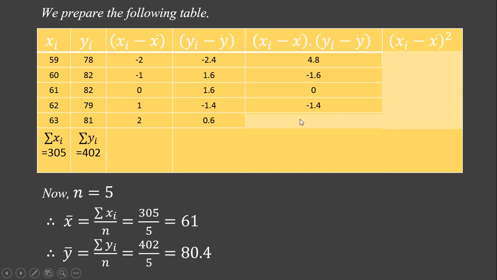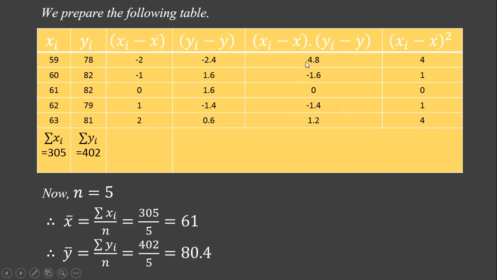And 2 into 0.6, last entry is 1.2. So we get the product (xi minus x bar) into (yi minus y bar), these numbers. Now the last column, (xi minus x bar) whole square. Here the xi minus x bar column is given; we only have to write their squares in this last column. Minus 2 squared is 4, minus 1 squared is 1, 0 squared is 0, then 1 squared, here we have to write 1, then 2 squared, here we have to write 4.